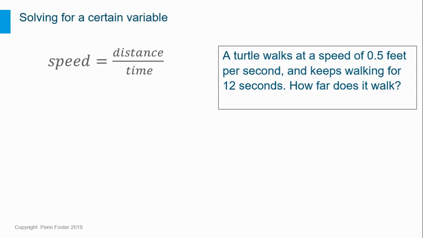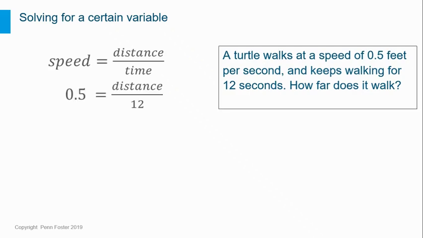Formulas can be rearranged to help you solve for any of the variables. For example, in this problem, a turtle walks at a speed of 0.5 feet per second and keeps walking for 12 seconds. You know speed and time and could use the formula speed equals distance divided by time to figure out how far the turtle walked.